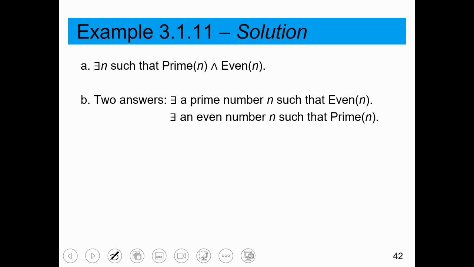There exists an n such that prime of n and even of n. Part B has two ways. You could say, there exists a prime number n such that even of n, or there exists an even number n such that prime of n.